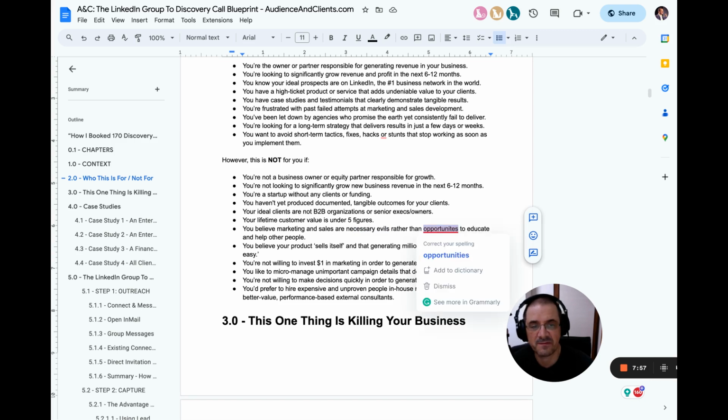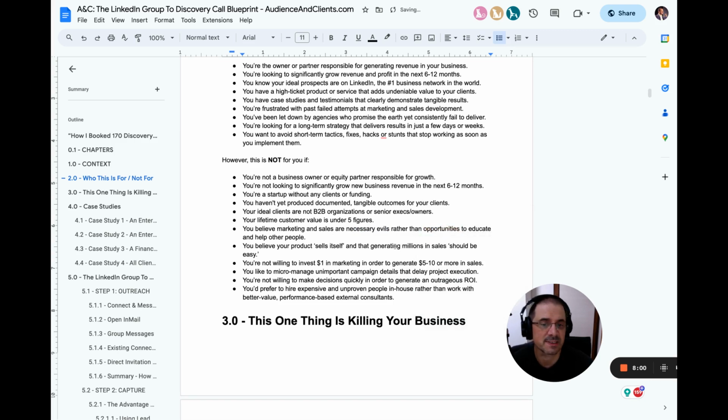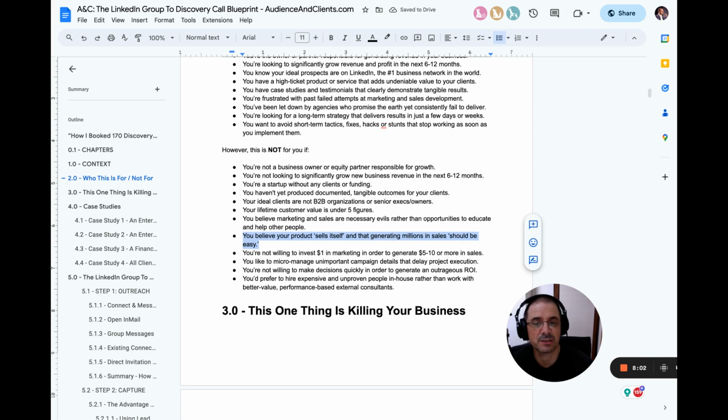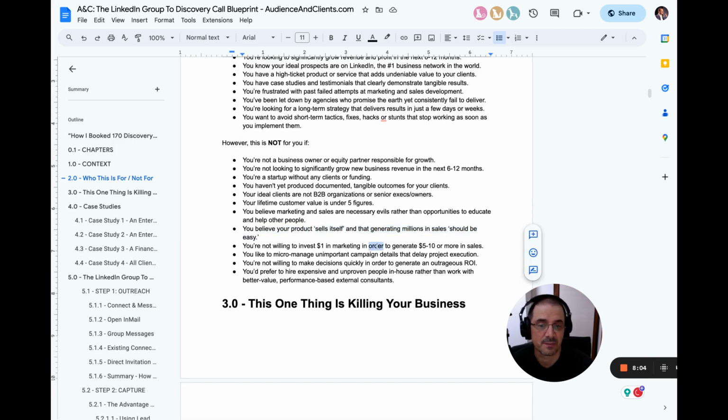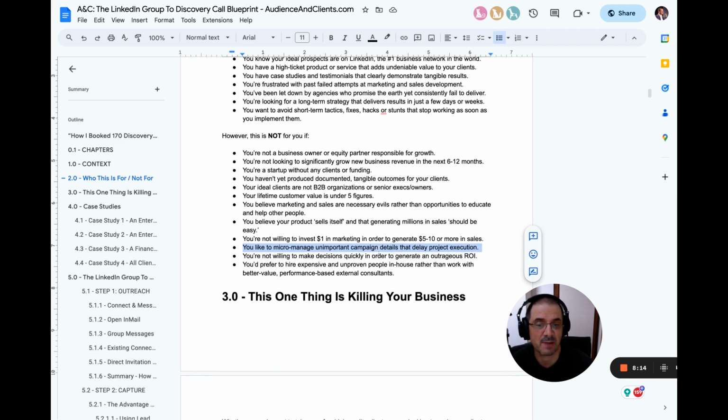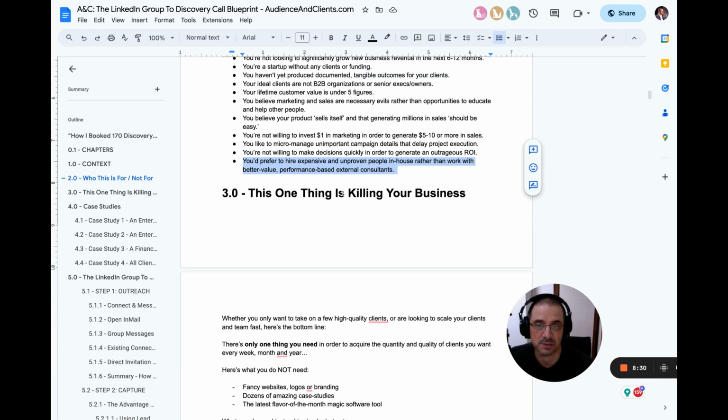It's also not for you if you believe that your product sells itself and that generating millions in sales should be easy. It's also not for you if you're not willing to invest $1 in marketing in order to generate $5 to $10 or more in sales. And if you like to micromanage unimportant campaign details that delay project execution, or you're not willing to make decisions quickly in order to generate an outrageous ROI. Finally, if you prefer to hire expensive, unproven people in-house rather than work with better value, performance-based external consultants.